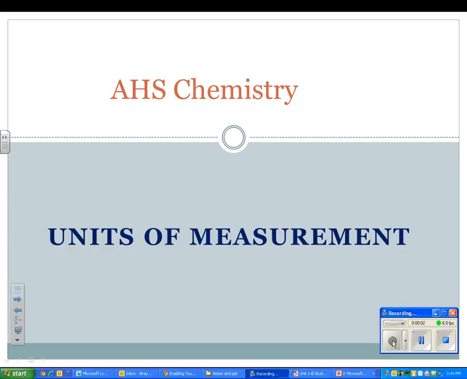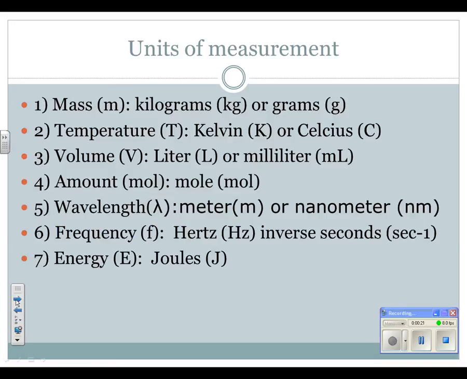All right, guys, units of measurement. So far, we've learned how to measure number lines and rulers. We've learned how to measure graduated cylinders and beakers and flasks and test tubes. So now let's actually cover what our units of measurement are going to be. So here they are. You can pause this, write it down, but it's pretty simple, straightforward.